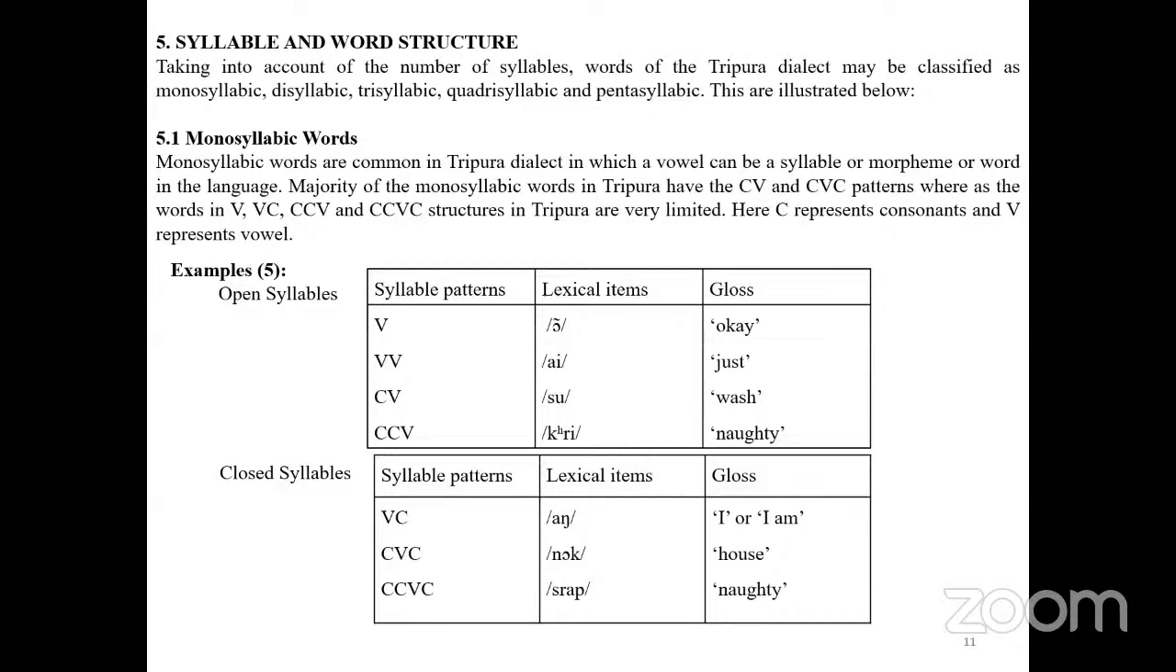Majority of the monosyllabic words in Tripura have the CV and CVC patterns. These two structures are the major structures found in this dialect. And the other word structures are V, VC, CCV, and CCVC. These are very limited. Here I have given an example again. Next slide.